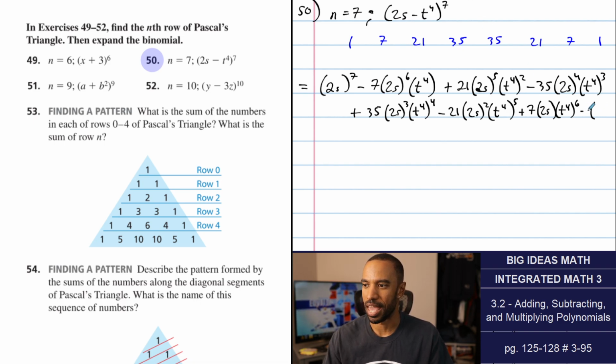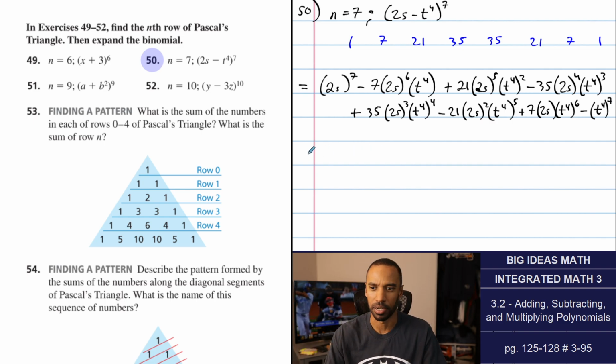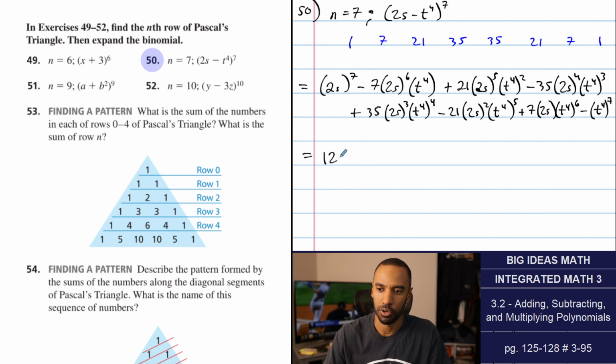Remember, the t to the 4th was negative, so anytime it's being raised to an odd power is what's making the term negative, right? That's what's happening there. Now, 2 to the 7th is 128. So 128 s to the 7th will be the first term.